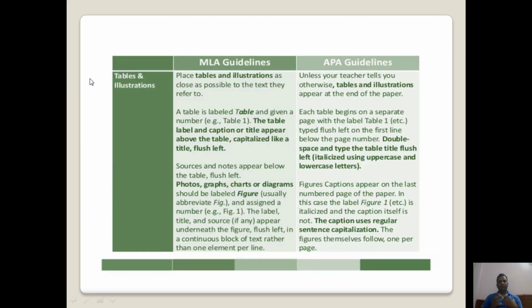Whenever you have to show tables and illustrations, you can follow these points also, which are given in both the systems. Place tables and illustrations as close as possible to the text they refer to. A table is labeled and given a number, for example Table 1. The table label and the caption or title appear above the table, capitalized like a title.